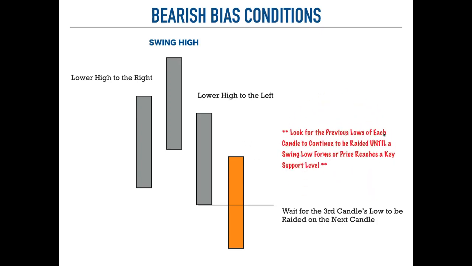So we look for the previous lows of each candle to continue to be traded through until a swing low forms or price reaches a key support level. So each candle's low, each successive day, will go lower and lower and lower until we reach a swing low or we reach a key support level. Okay.